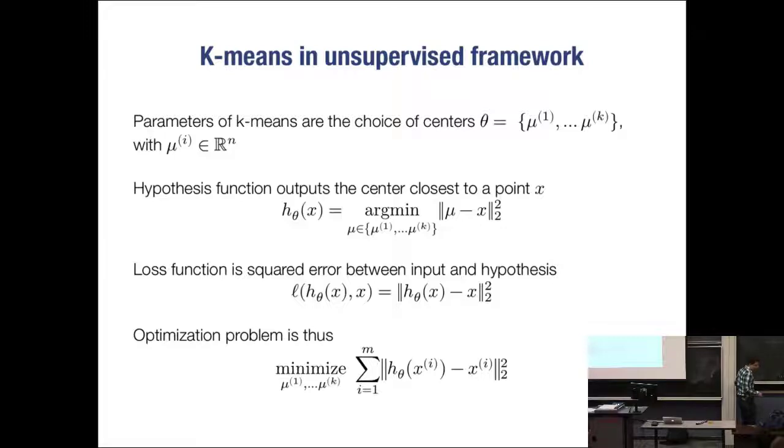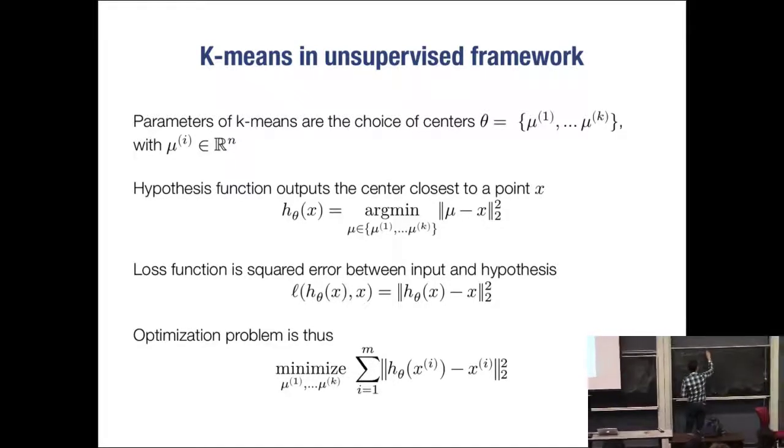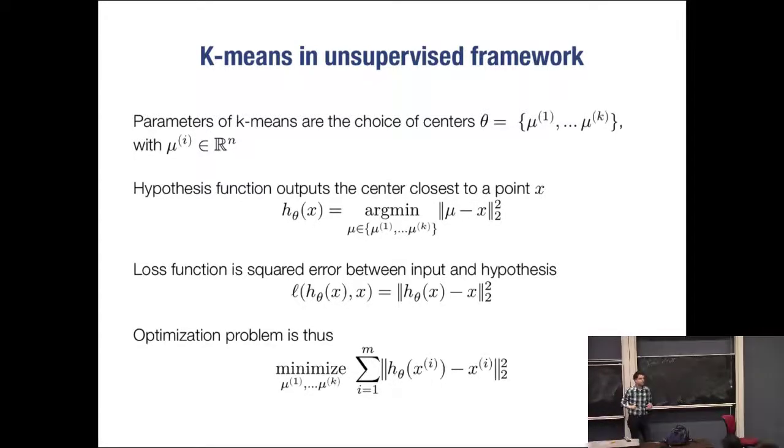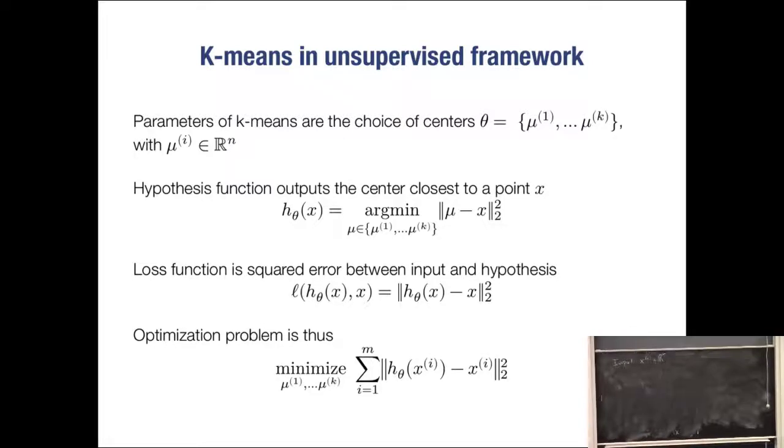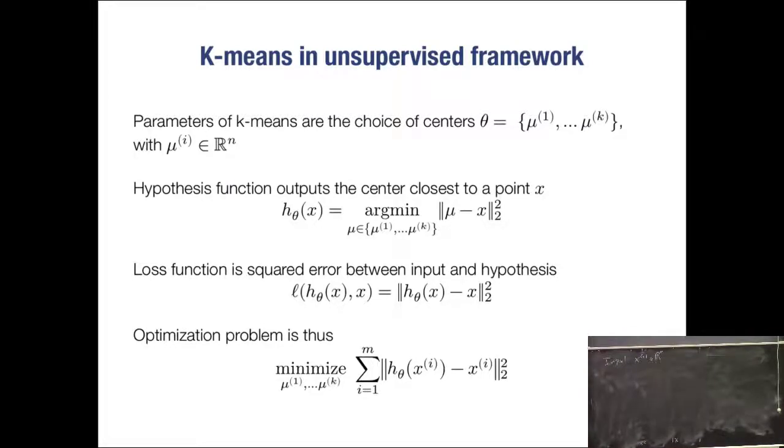So for k-means, remember, we have our input xi, where each xi is an n-dimensional point. And we're going to try to find k centers that describe all those points. I equals 1 to m, so there's m total points.